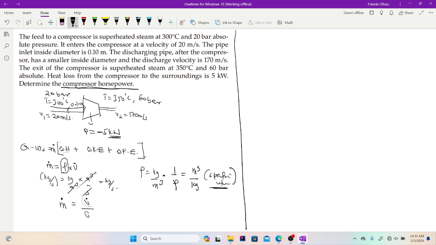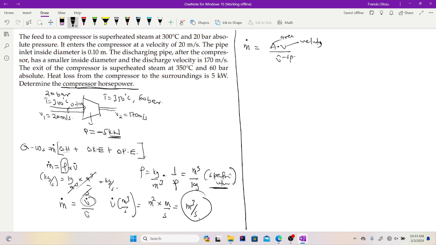Now the volumetric flow rate has units of meter cubed per second, and that is equal to area in meter squared times velocity in meter per second, which gives meter cubed per second. So our mass flow rate is equal to area times velocity divided by specific volume. This is the velocity, this is the area, and this is the specific volume.